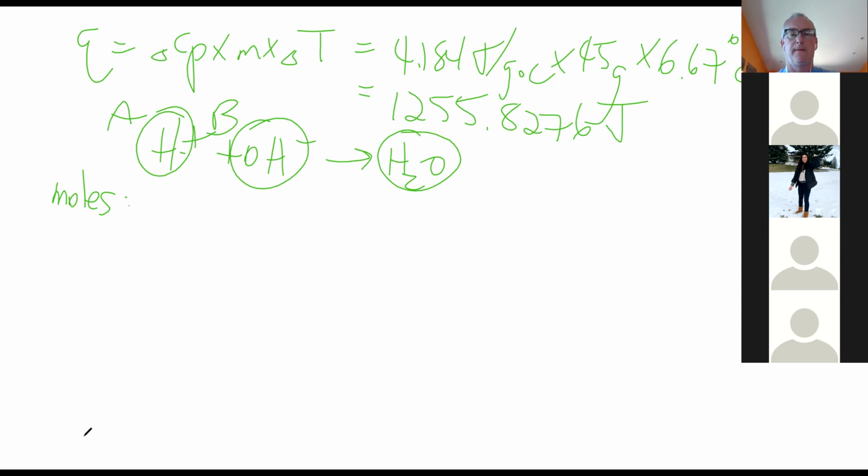Because H2O, it's about H and OH. So you have to add it together to get H2O. Yes, but we didn't make 2 moles of H2O, did we? We only made 1. So I had 1 mole of H plus, 1 mole of OH minus, and I made 1 mole of water.